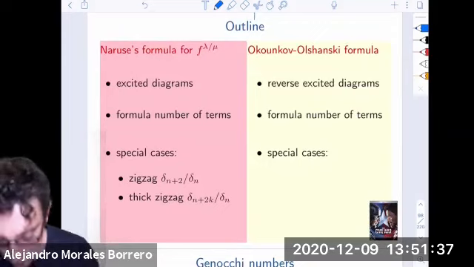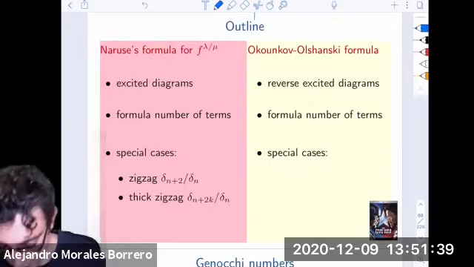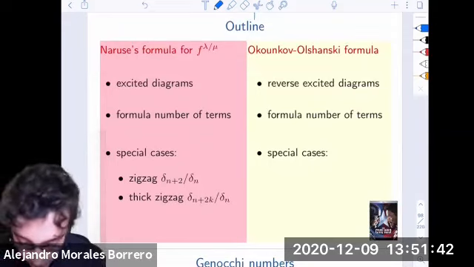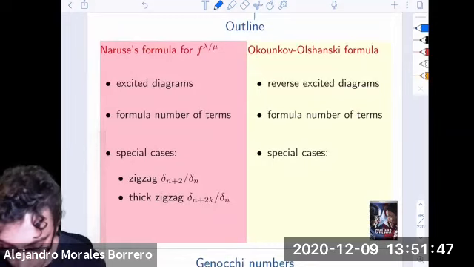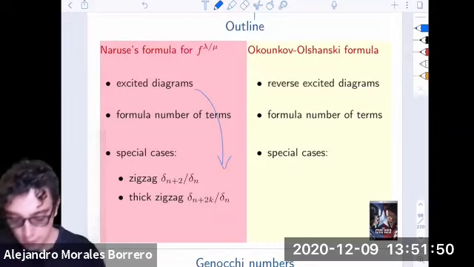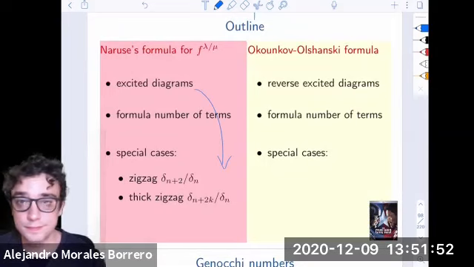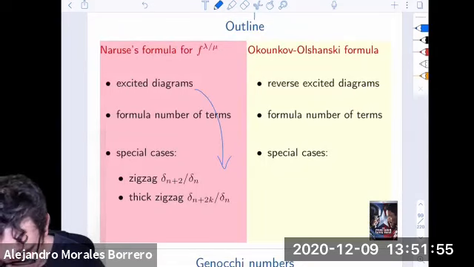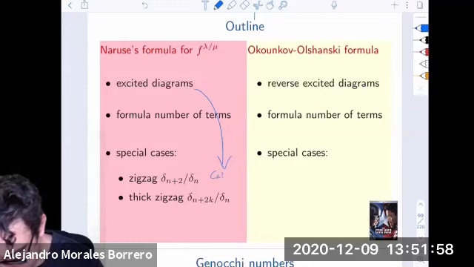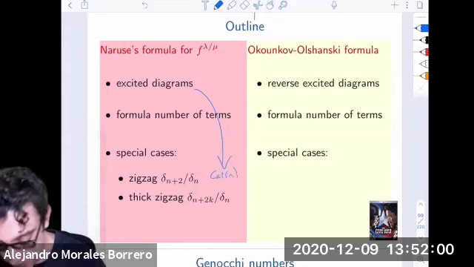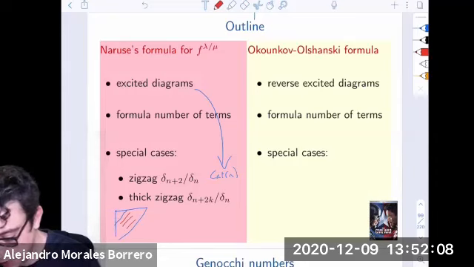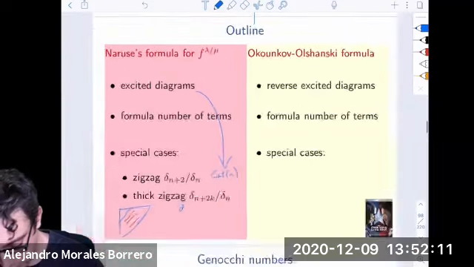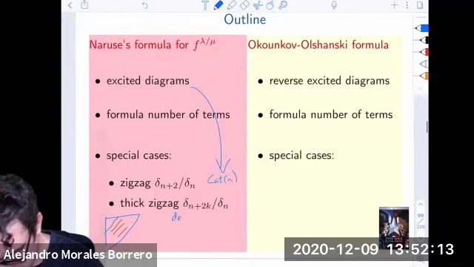Okay, so now let's finish with some special cases. This is a little bit more technical at the end, but we're almost done. So can you remind me what the number of terms for the zigzag in the Naruse formula was? Do you remember? Long time ago, yeah. So the number of terms here is a Catalan number. And for this thick zigzag, we had these non-crossing Dyck paths. So here we got a determinant of Catalan numbers.